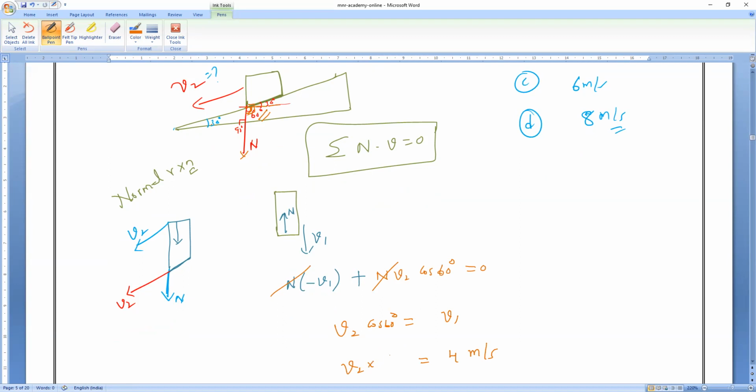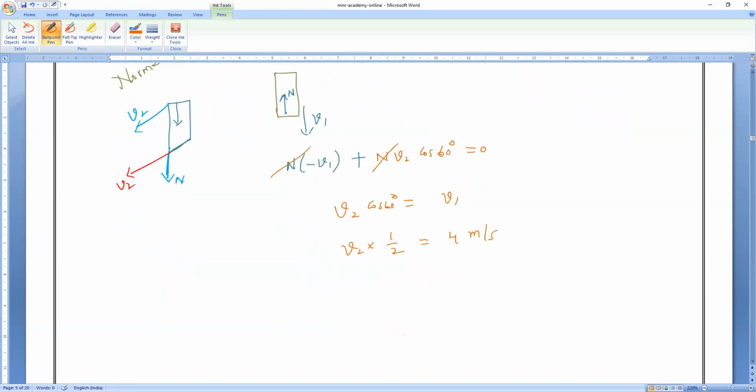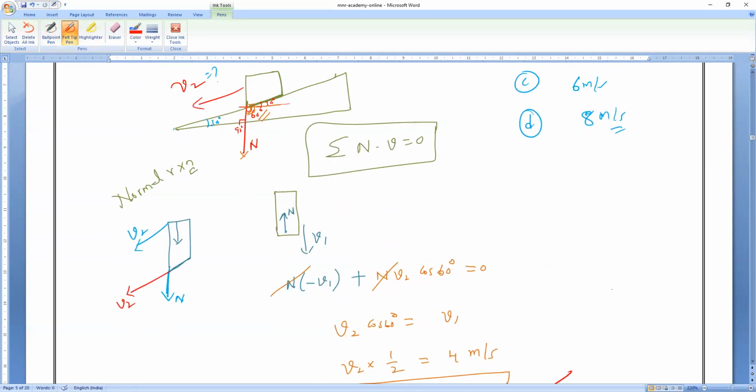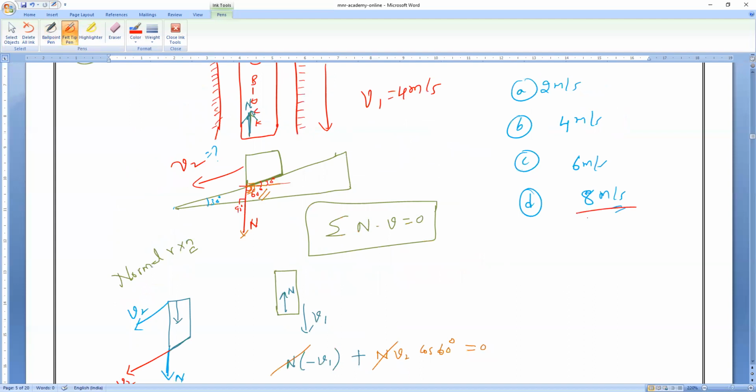So V2 equals 4 divided by the cos 60 value. Cos 60 value is 1 by 2. Just be careful. So V2 is 8 meter per second. Finish it. What is the answer? 8 meter per second.